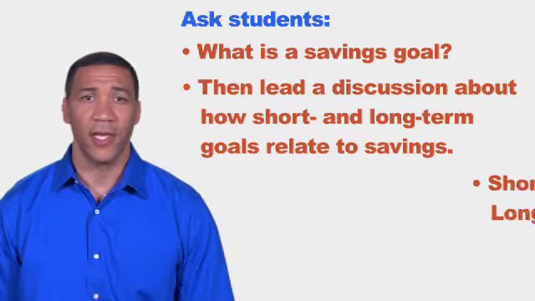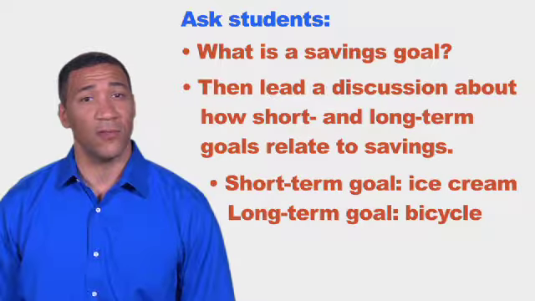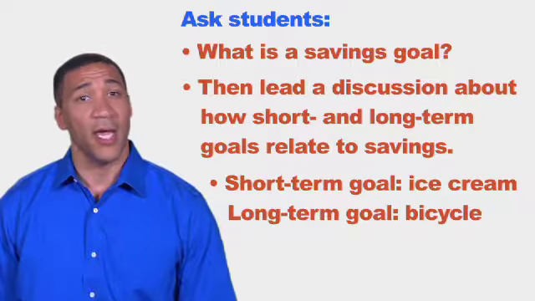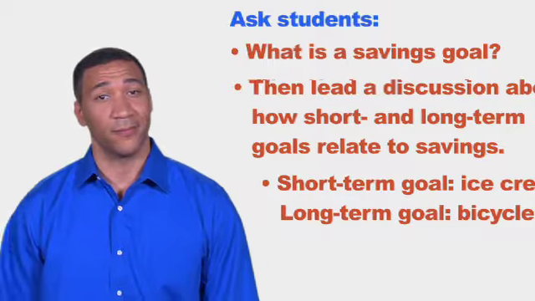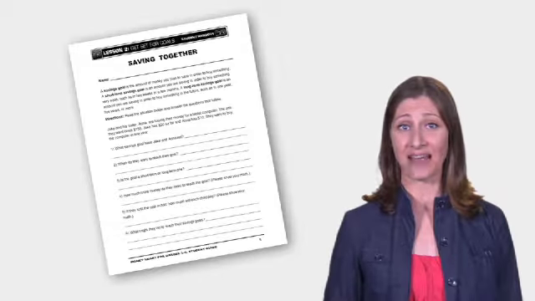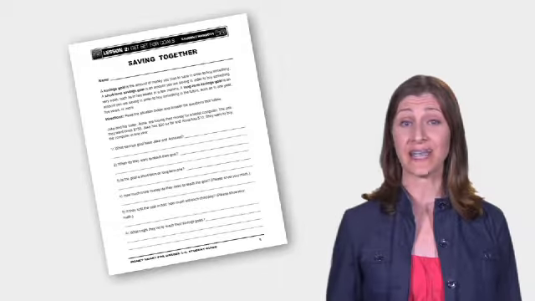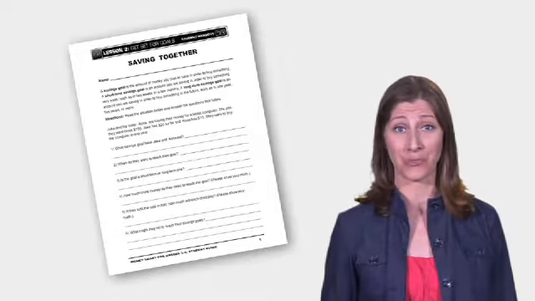For example, saving to buy an ice cream at the end of the week is a short-term goal, and saving enough money to buy a bicycle at the end of the year is a long-term goal. Explain how setting savings goals will help them manage their money. Next, give students the Saving Together handout, which demonstrates a real-world example of children setting savings goals.